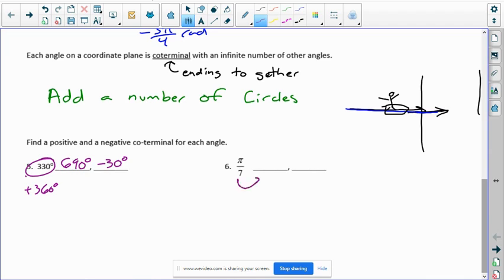Well, from here to here, I could add a circle, and a circle in radians is 2 pi radians. So I could take pi sevenths radians and add 14 pi sevenths, which is 15 pi sevenths. I could subtract 2 pi, which is subtracting 14 pi sevenths, because I'm subtracting a circle, and get negative 13 pi sevenths. Those both would be coterminal because they're just a circle away from the original.